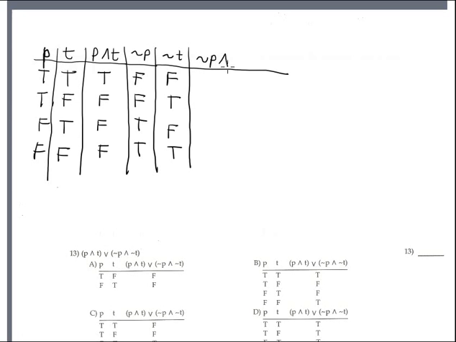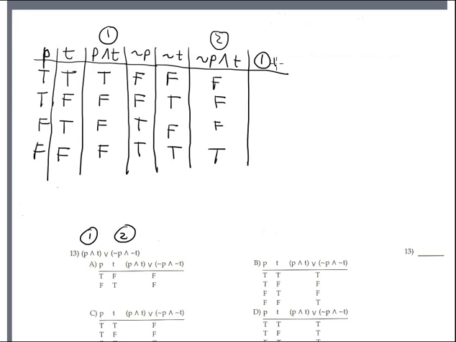Now finally the conjunction. This and this is only true when both are true and the rest is false. Okay, let me call this number one. Number one is this expression and number two is this expression. Now finally disjunction. One disjunction two.